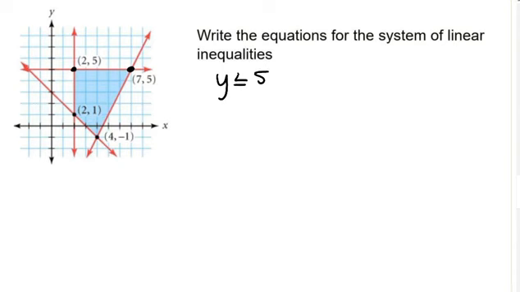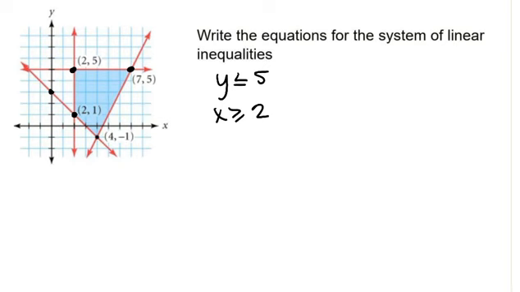Okay, over here we've got a vertical line which is going through 2, 5, and 2, 1. This vertical line is the set of all points where x is equal to 2. And then we've got points over here where x is greater than 2, so I'm thinking x is greater than or equal to 2.